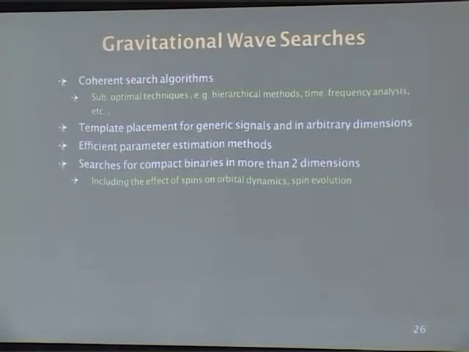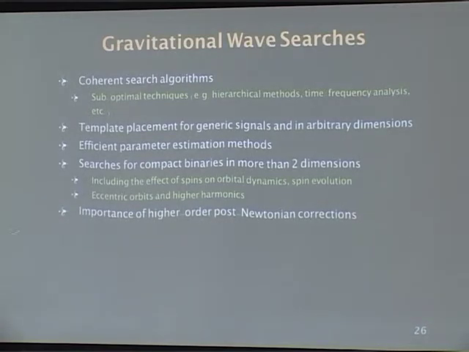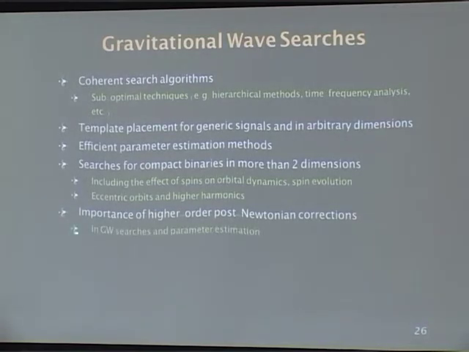Three, see, you made progress in 20 years from 2 to 3. So including effects of spins, orbital dynamics, spin evolution, all this is very important. Eccentric orbits might be there, which will bring in more information, and we have no search that addresses that problem. So we need to make progress. Importance of higher order post-Newtonian corrections in gravitational wave searches and parameter estimation. Each one of these is a research topic, incidentally.